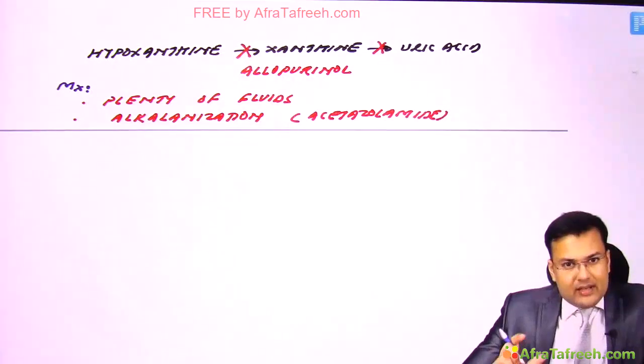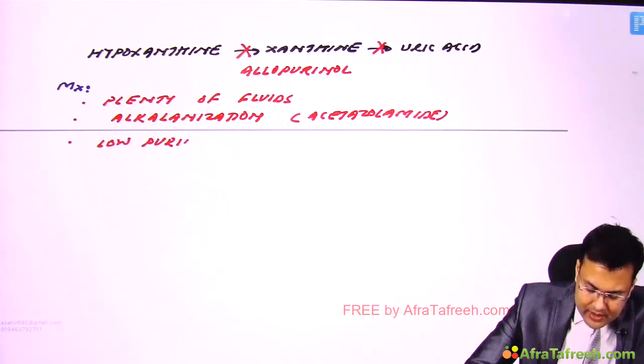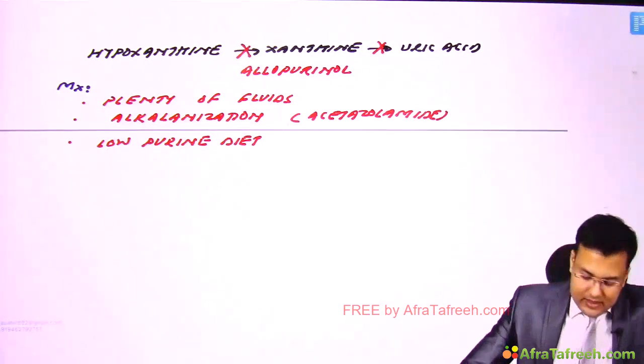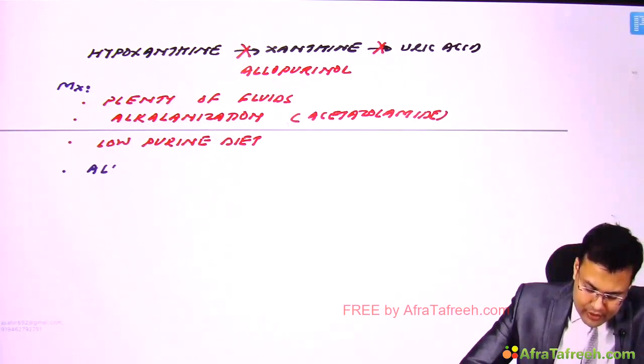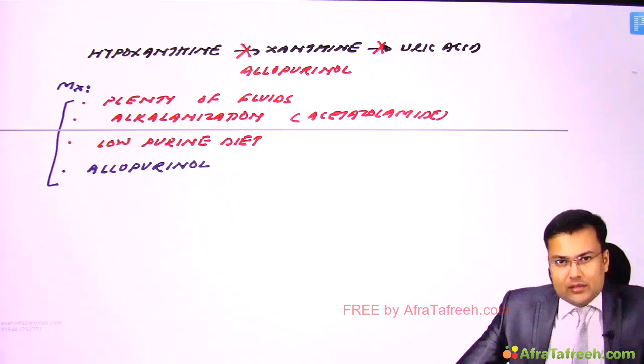So what should be taken in lesser quantity? We should take a low purine diet. Okay, and despite these, if we have to start a drug, we can easily use which one? Allopurinol. Clear? So this is how we are going to manage the uric acid stones.